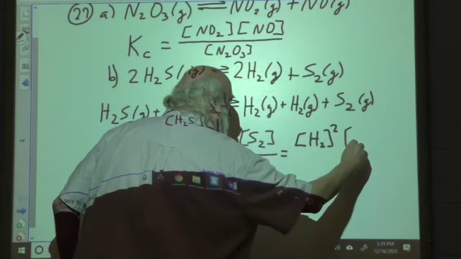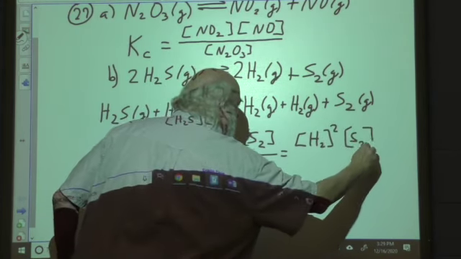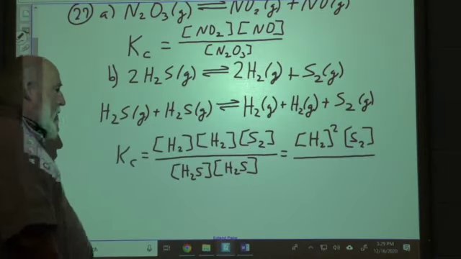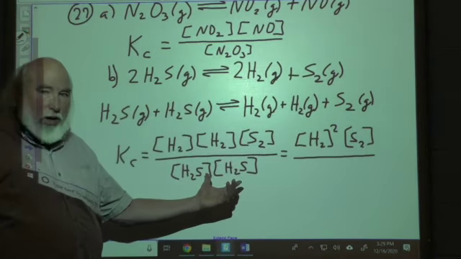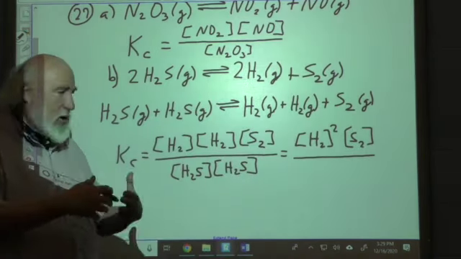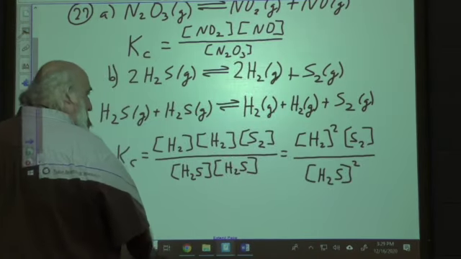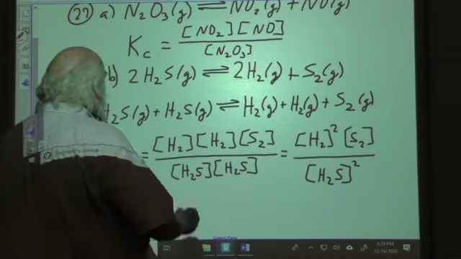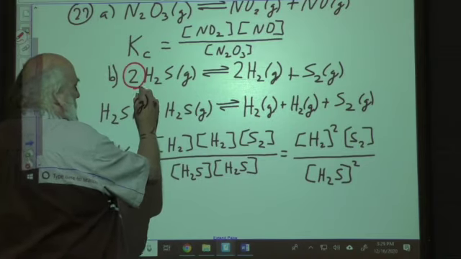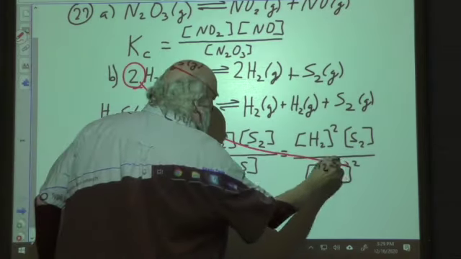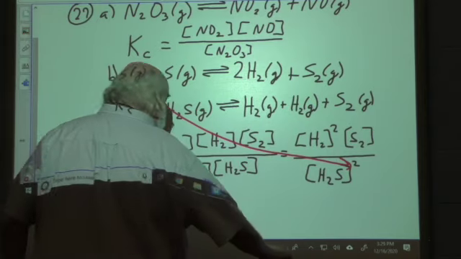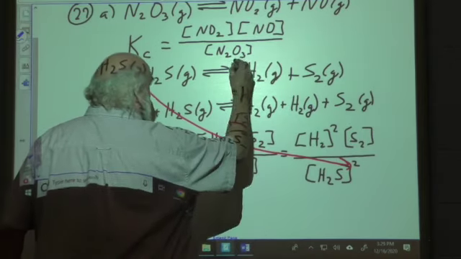times S2 over, and we got two H2S's here that are multiplying together, so that becomes H2S quantity squared. Well, check out what just happened here. You have a 2 for a coefficient here, and that becomes an exponent here. You have a 2 for a coefficient here.